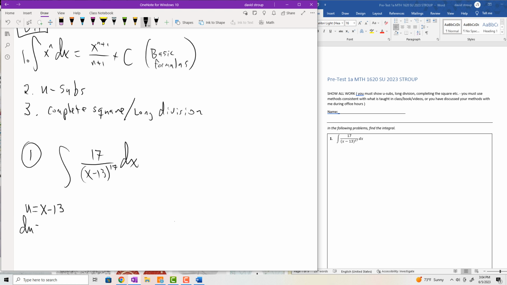Then we have our differential. The derivative of x is 1, and the derivative of 13 is 0. So you just have 1 dx. In other words, you could replace dx with du.